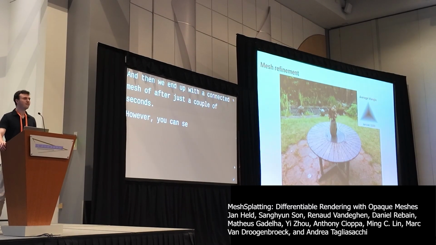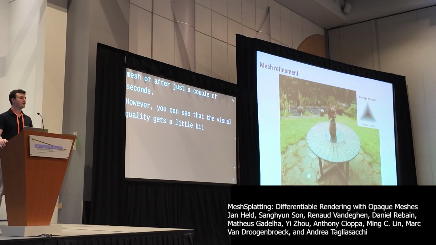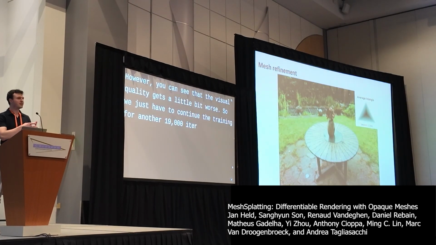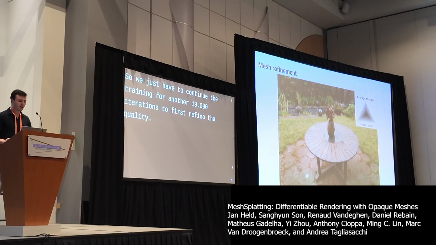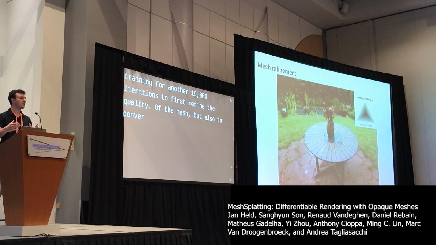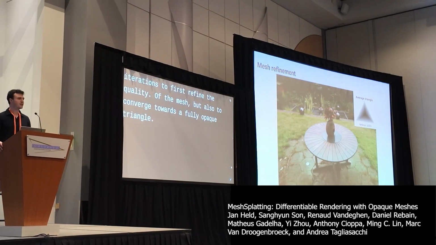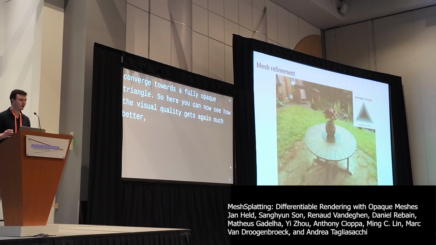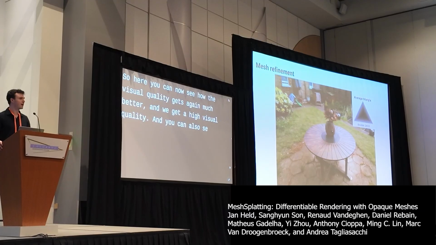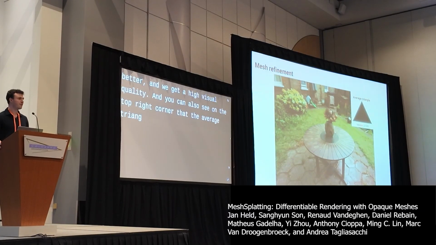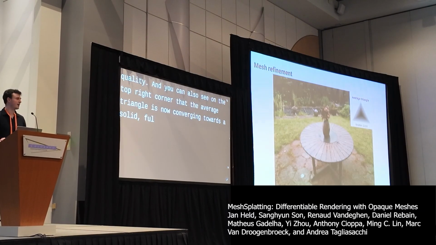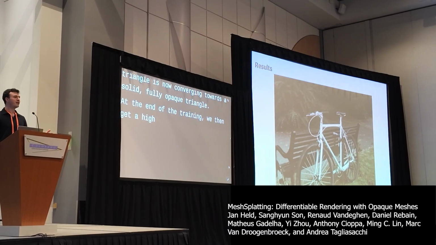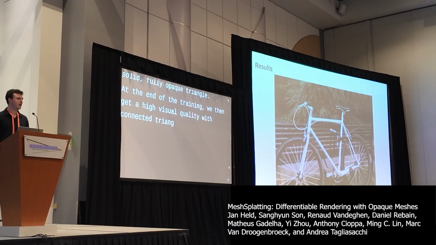However, you can see that the visual quality gets a little bit worse, so we just continue the training for another 19,000 iterations, first to refine the quality of the mesh, but also to converge towards fully opaque triangles. Here you can now see how the visual quality gets much better again, and we get a high visual quality. You can also see in the top right corner that the average triangle is now converging towards a solid, fully opaque triangle. At the end of the training, we then get a high visual quality with connected and fully opaque triangles.